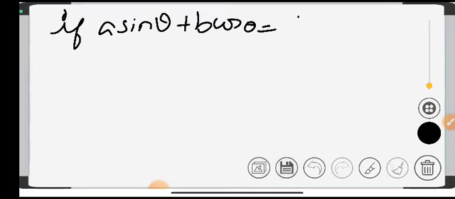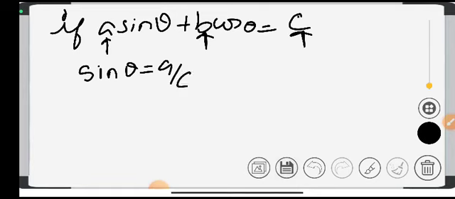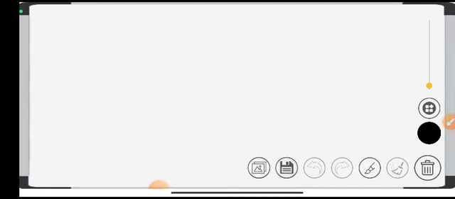So you should remember this, that is, if a sin theta plus b cos theta is equal to c, and all these are forming a triplet, then you will be able to write like this, that is sin theta is equal to a upon c, cos theta is equal to b upon c. Okay, so let me give you an example.